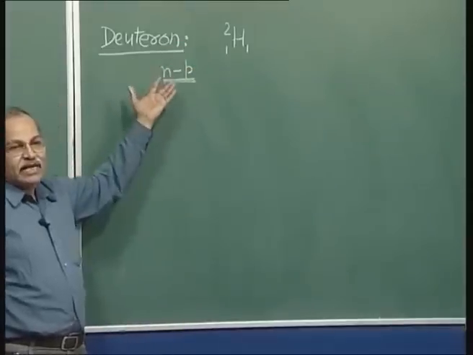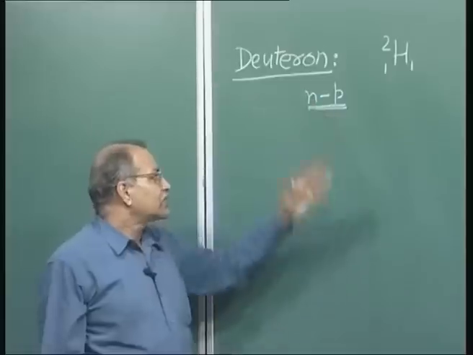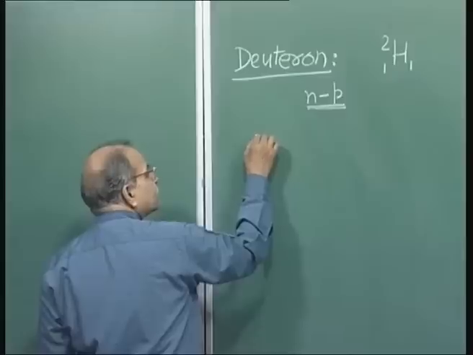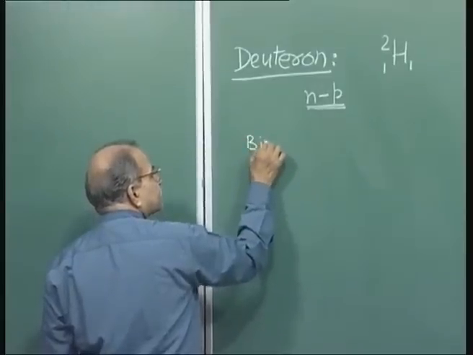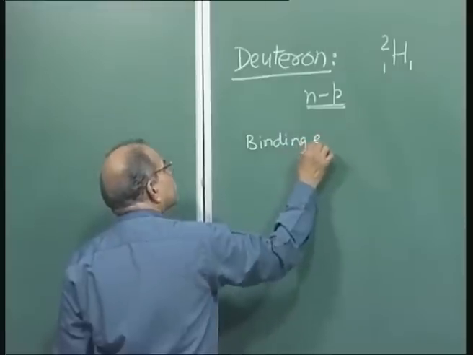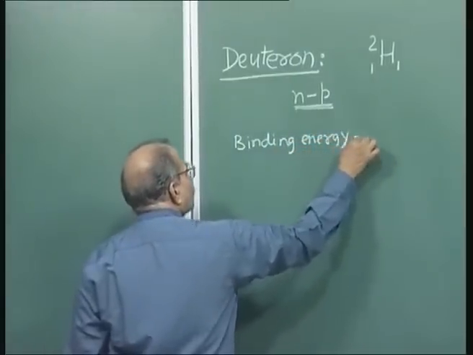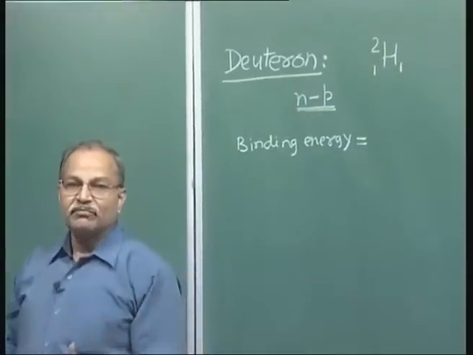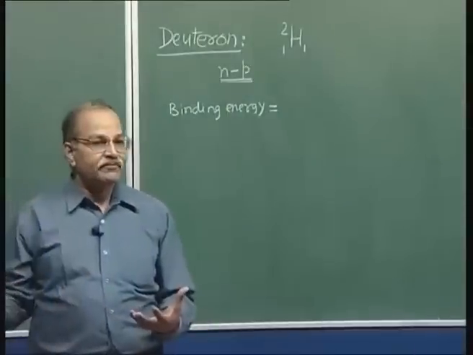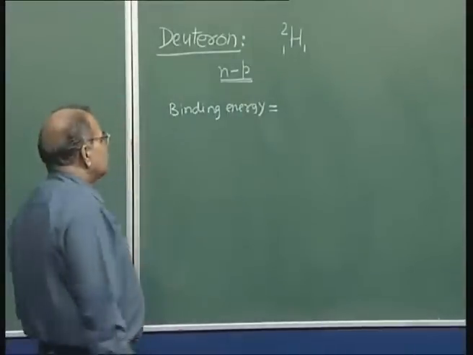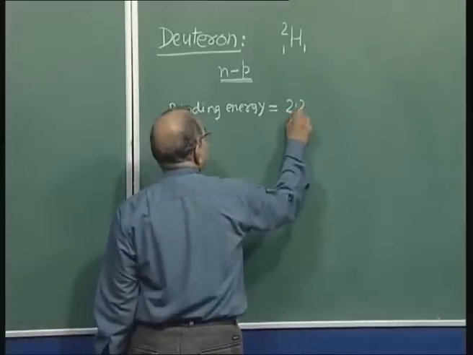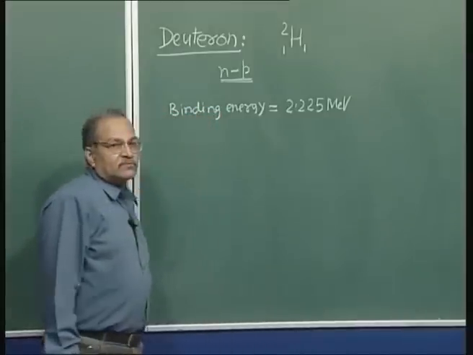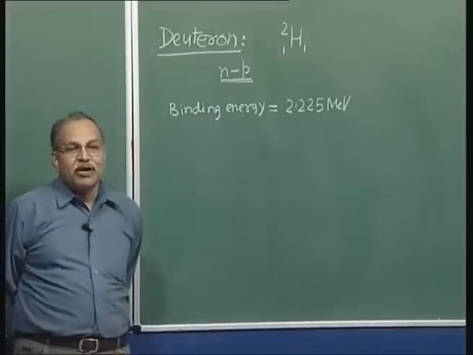So, experiments have already given some parameters, and a few parameters that we can list here. One is binding energy. Binding energy, as you know, can be obtained from measured atomic masses very accurately, and for this Deuteron system the binding energy turns out to be 2.225 MeV. So, it is a weakly bound system.